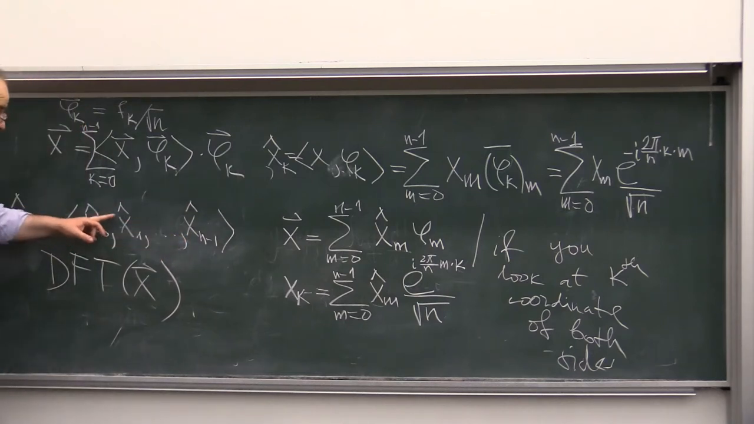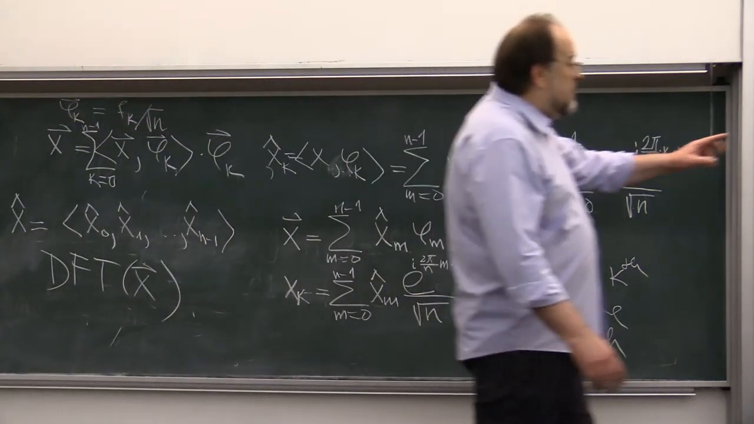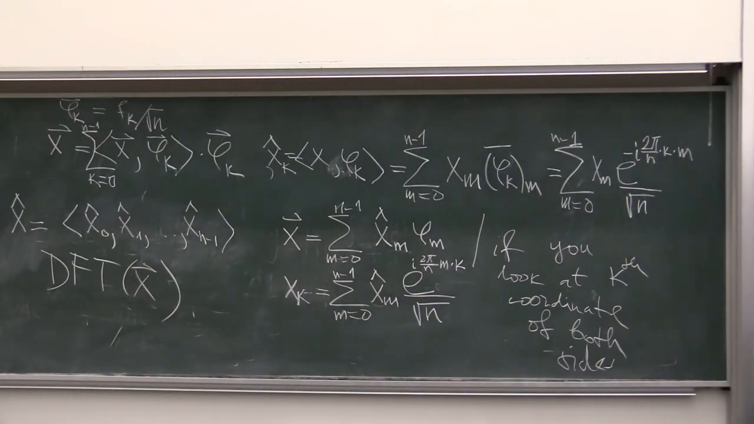So what are then these guys? Well, they multiply these complex exponentials. So their absolute value will be the length of this vector. Right? So you then have, let me now erase this on the top.